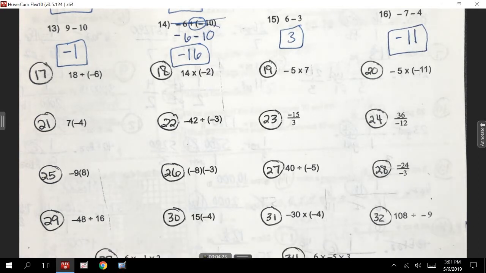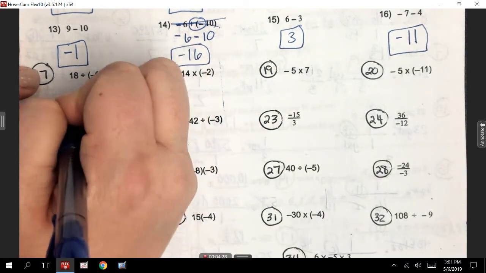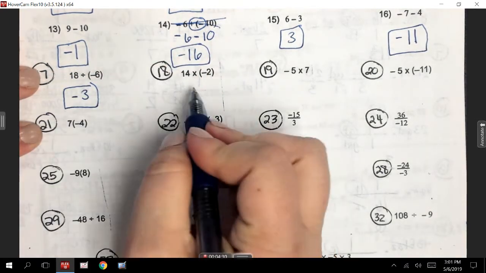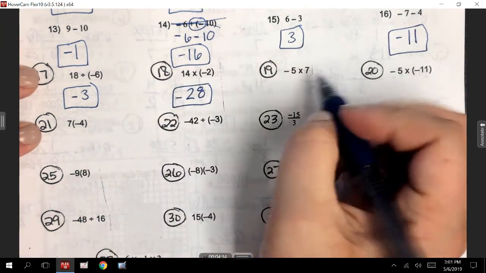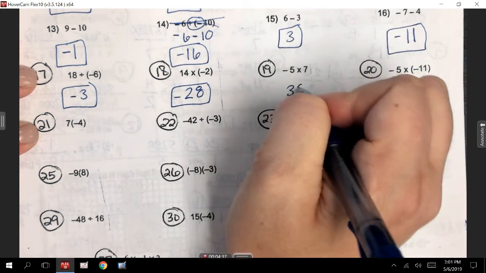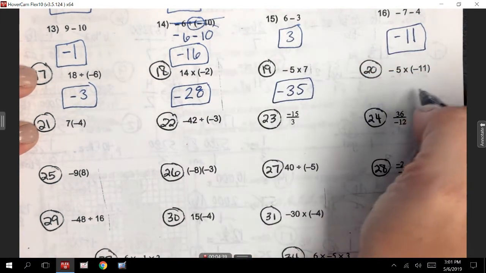All right, so when we divide this, it's different signs. So 18 divided by 6 is 3. It's a negative because they are different signs. 14 times 2 is 28. It's a negative because they are different signs. 5 times 7 is 35. It's a negative because they are different signs.